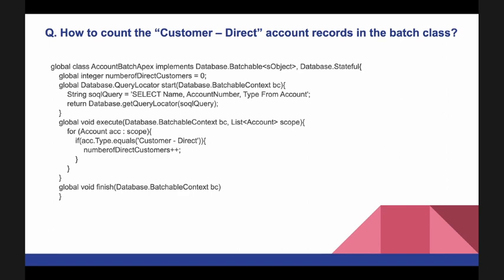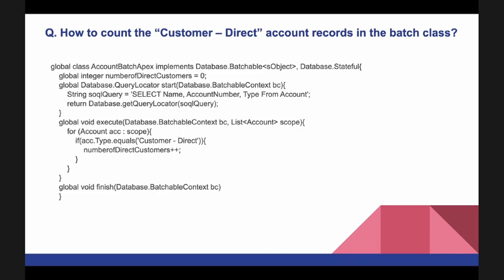Now if we look at the first line, we are using the Database.Batchable interface, and we are also using Database.Stateful. We have created an integer named numberOfDirectCustomers and set it to 0. Now we will be using the start, execute and finish methods. In the start, we are using Database.QueryLocator. We can use either Iterable or Database.QueryLocator. Here we are using QueryLocator because we want to query the records, so we are just querying the accounts.